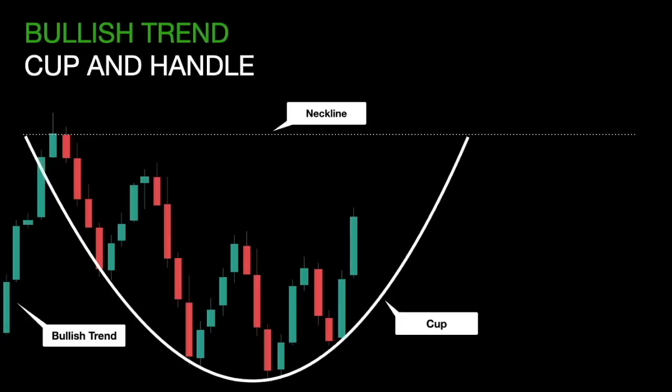Price then pushes to the upside, reaching the neckline, but the momentum is still not strong enough to break the level. Price retraces one last time, creating a smaller semicircle, known as the handle, before eventually breaking the pattern.